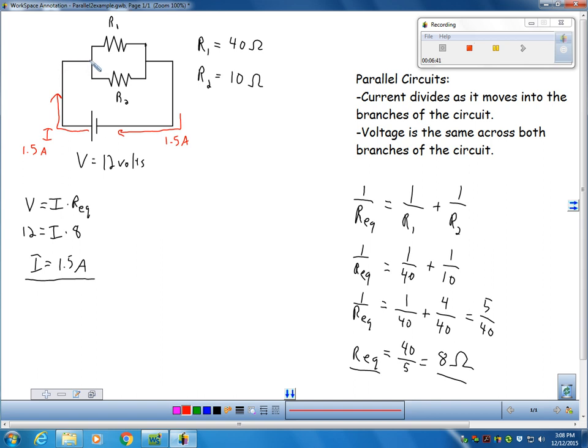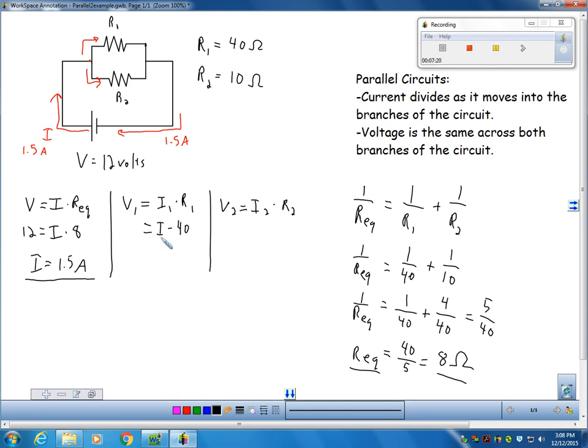But then what's going to happen once it gets up here? Well, some of it will divide and go through branch 1, and some of it will divide and go through branch 2. How much in each one? Well, what we need to do in that case then is apply Ohm's law to each individual branch. And so V1 will equal I1 times R1, and V2 will equal I2 times R2. All right. And again, we're solving for I1, and resistance 1 is 40.